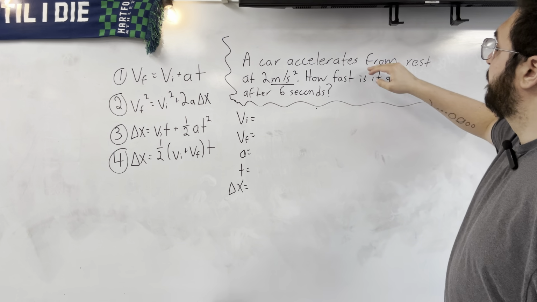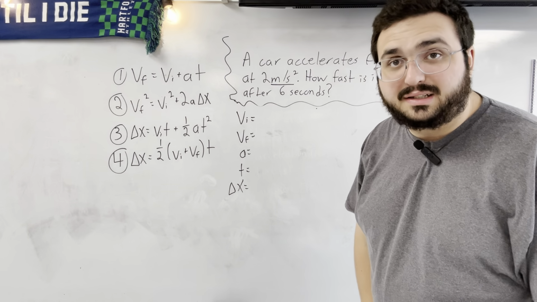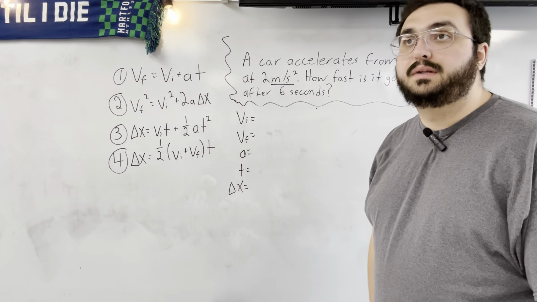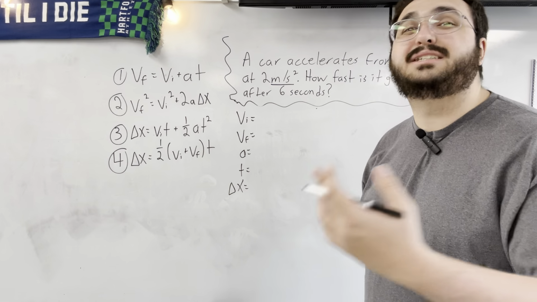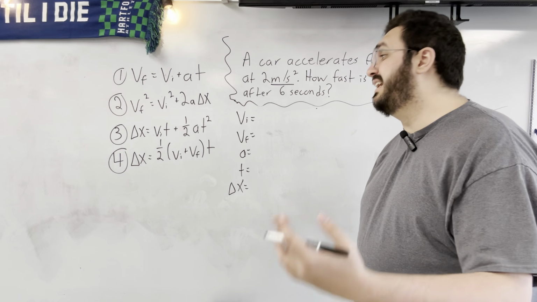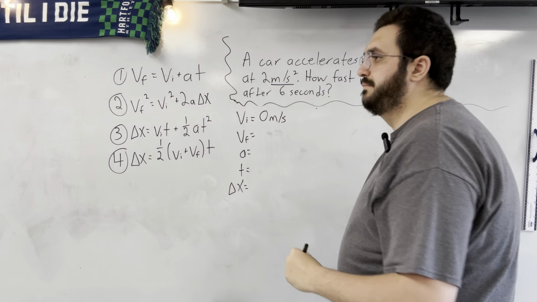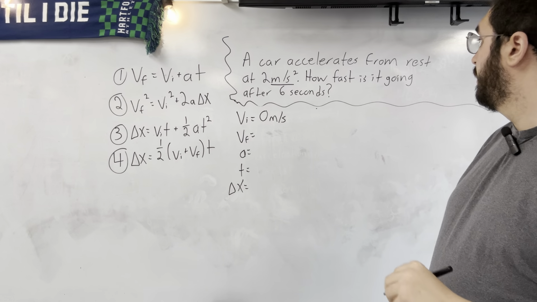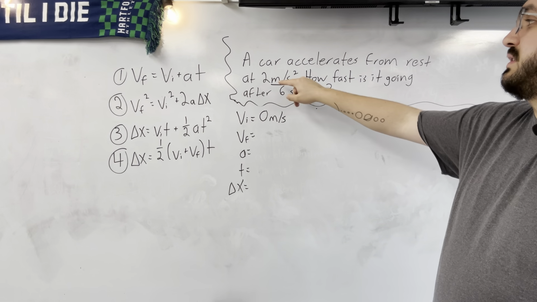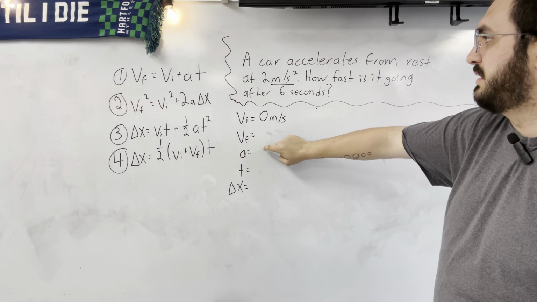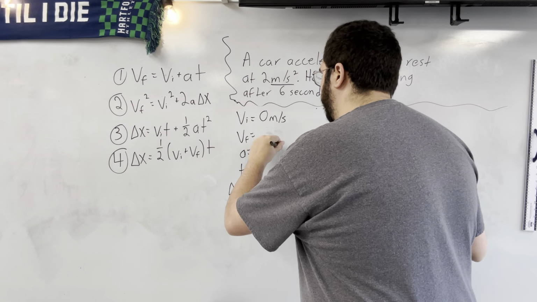A car accelerates from rest. From rest is a fancy physics way of saying it's not moving yet. So if it's not moving, its rate of change of position can't be anything yet. So therefore, its initial velocity must be 0. From rest at 2 meters per second squared. 2 meters per second squared, that unit immediately tells me this is an acceleration. So I'm going to plug that right in for acceleration. 2 meters per second squared.